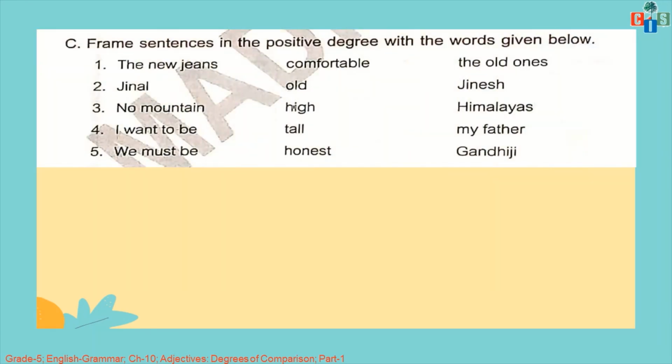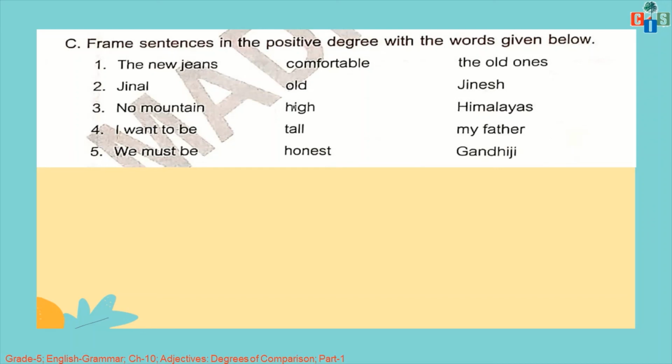Yes, scholars. Now exercise C. Here what is given in question, frame sentences in the positive degree with the words given below. What you have to do, you have to make sentences in the positive degree form. Okay, so how we will do, I told you, when we have to make sentence in positive degree, means we are talking about one group or one person or one item, right? And what we have to remember, that phrase as we have to add in this before this adjective and after this adjective. Okay, now I am going to solve 1 or 2 words.